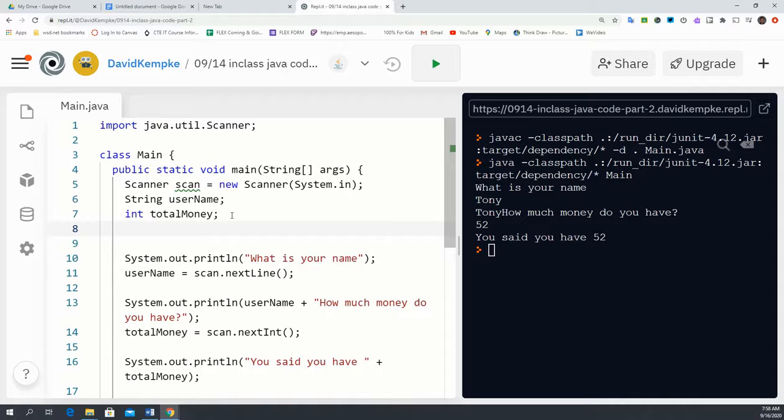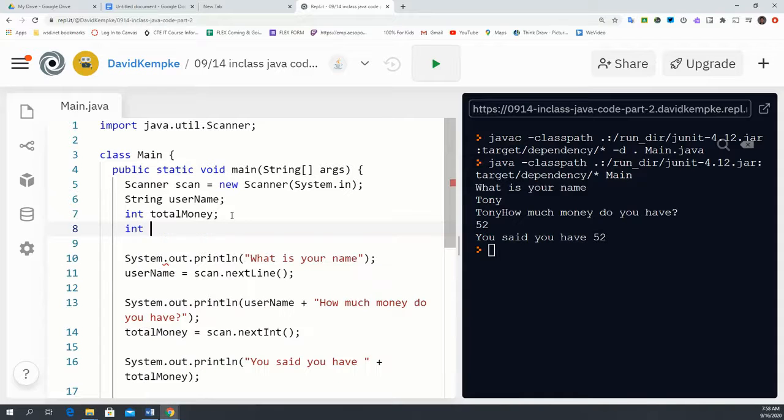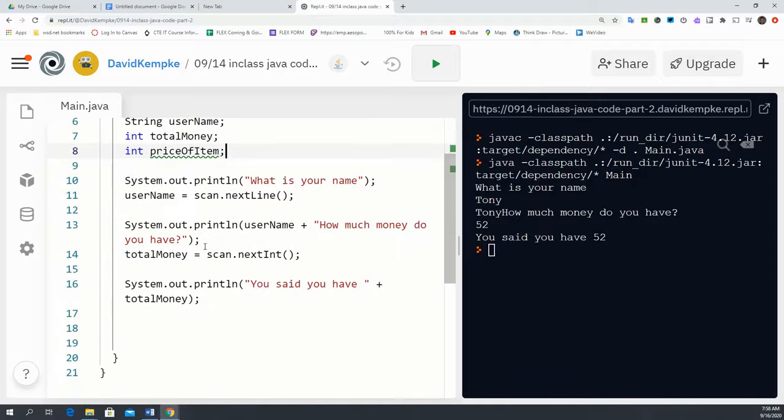Let's do an int, integer, okay? And we want to say something like price of item. So what I'm going to have the user do is enter in the price of an item that they want to buy. And then I want to tell the user how many of that item they can buy. So we have an integer for the price of the item.